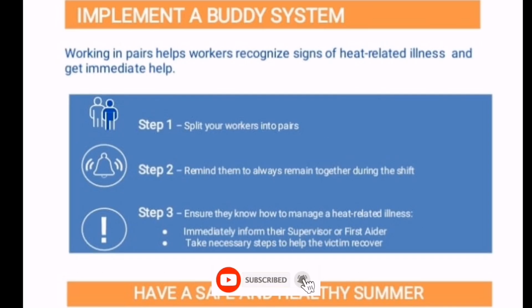Another tool which can be used to reduce or eliminate heat exposure is the buddy system. Working in pairs helps the worker recognize signs of heat related illness and get immediate help. If a person cannot understand the symptoms in himself, his buddy can recognize them and tell him that he is going through the symptoms of heat stress. So if they report the symptoms in time, we can provide first aid and save the life of that person. So what will be the steps?